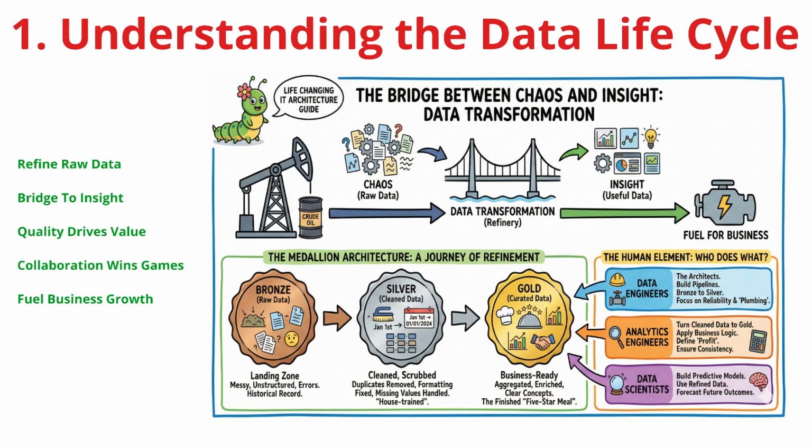It starts at bronze, the landing zone where raw, messy data is stored. Next, it moves to silver, where it's scrubbed clean, duplicates are removed, and errors are fixed. Finally, it reaches gold, the business-ready layer where data is enriched and aggregated into a 5-star meal of insights.